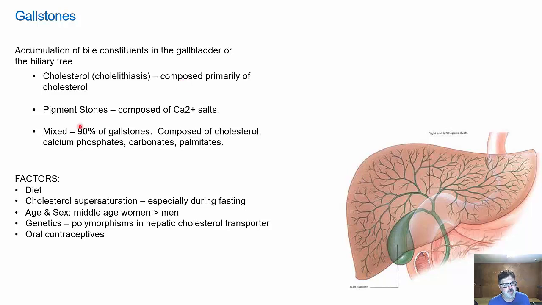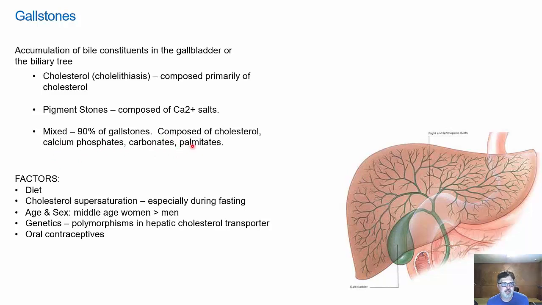You can also have pigment stones. Pigment stones are composed of calcium salts. It could be calcium phosphate, calcium bicarbonate. A number of those calcium salts will be pigment stones. Most gallstones, however, are mixed. They're composed of cholesterol along with the different calcium salts. So calcium phosphates, carbonates, and palmitates.